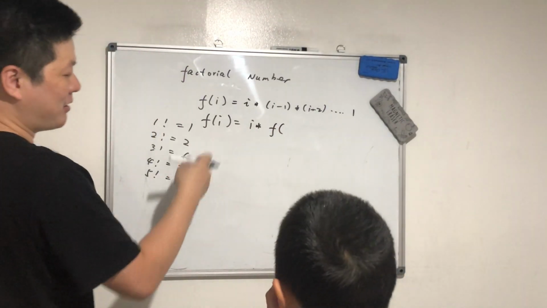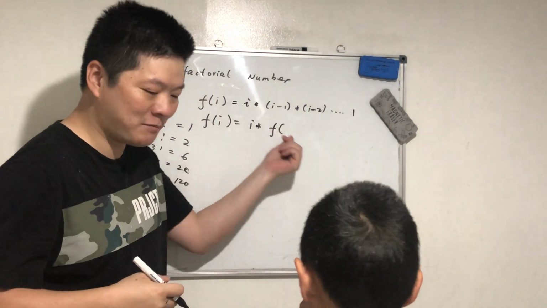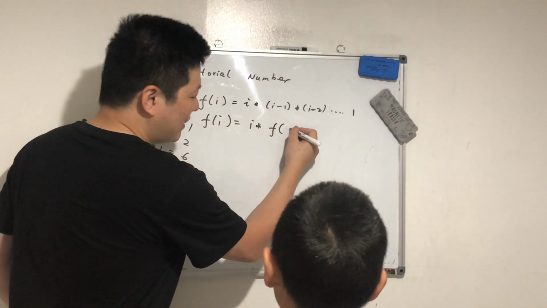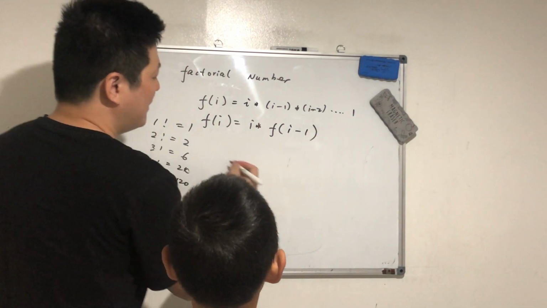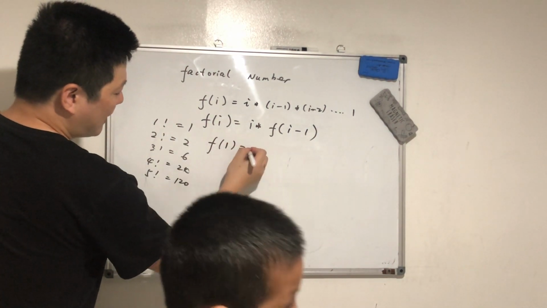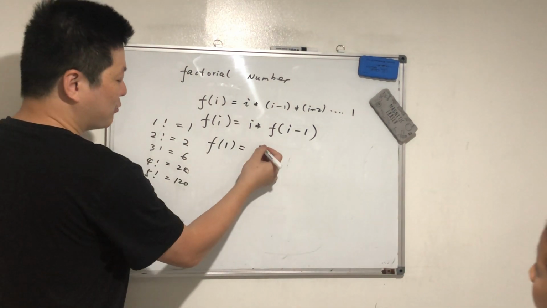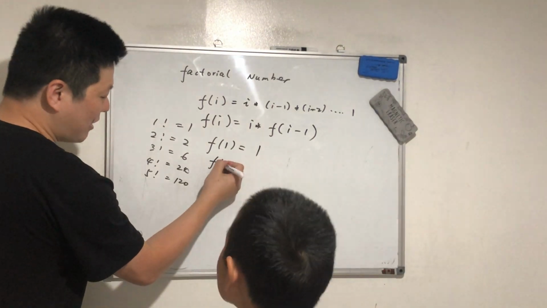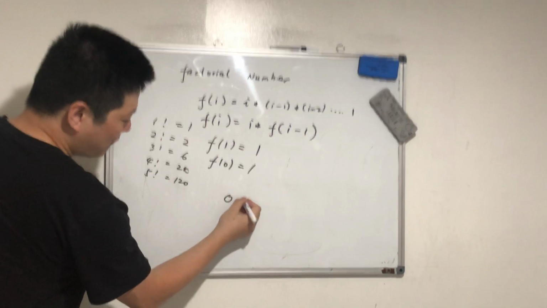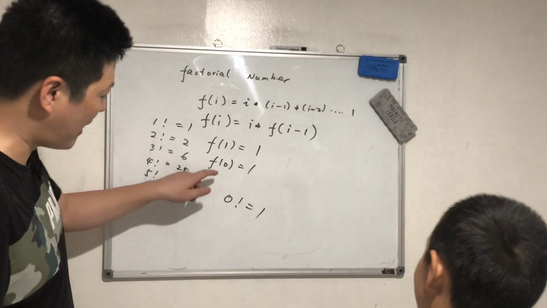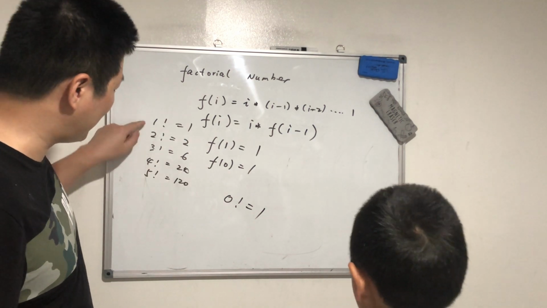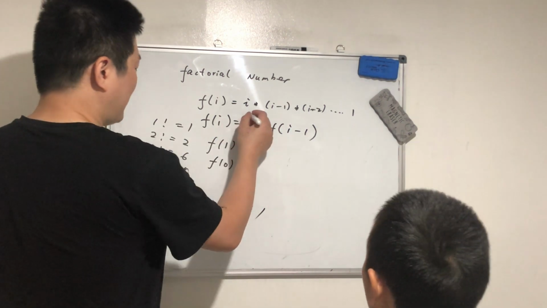And we can say Fi equals i times F what? Remember, on the first day we talked about recursion. Fi equals i times F(i minus 1). So the terminal condition is F1 equals 1, right? And F0 is also 1. So 0 factorial is also 1. Okay, this is a special case. Look, this is very important.